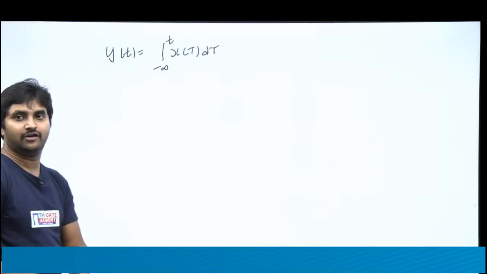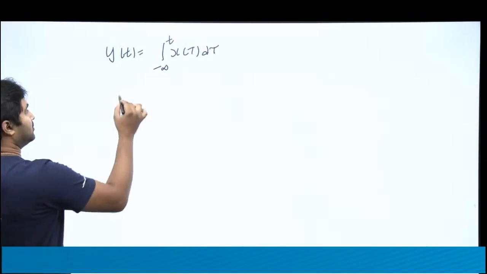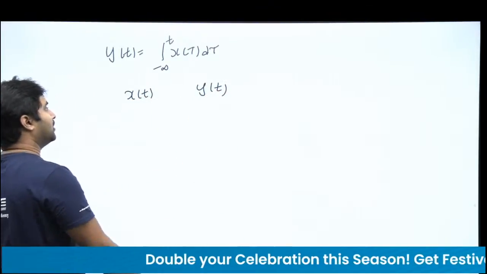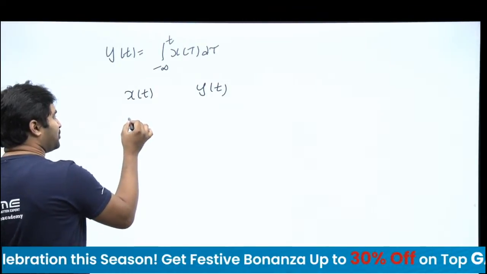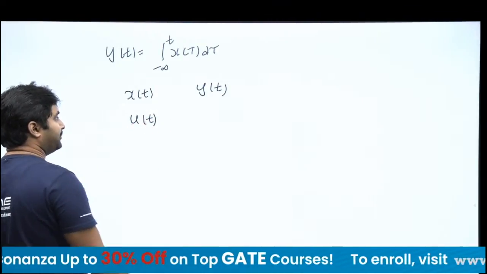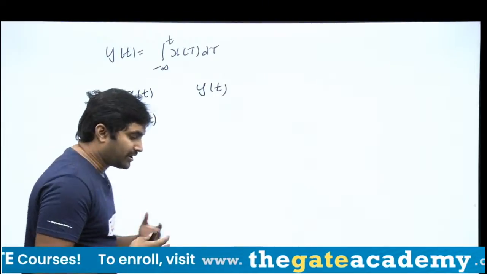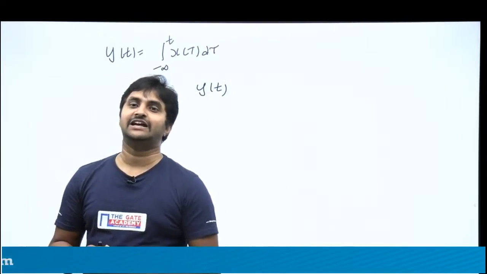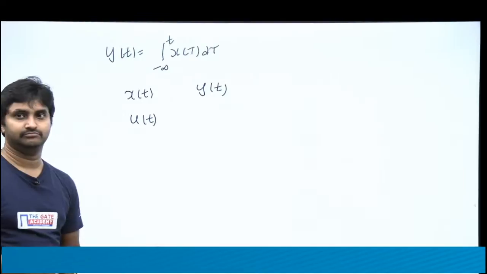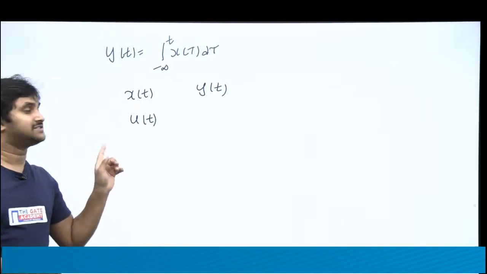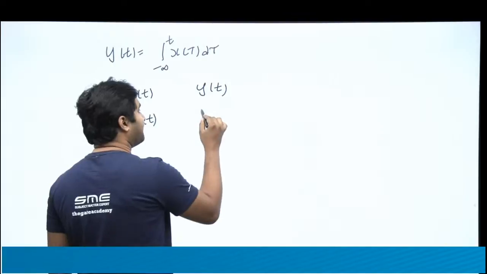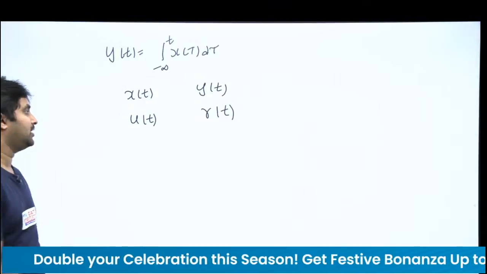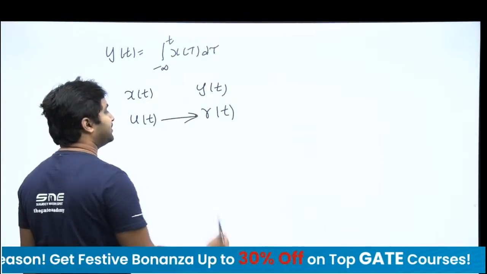Very good, Amir. Absolutely correct. If you are giving an input which is u of t, whenever you are integrating the step input, you are going to get an output which is a ramp. The integration of u of t leads to the ramp.